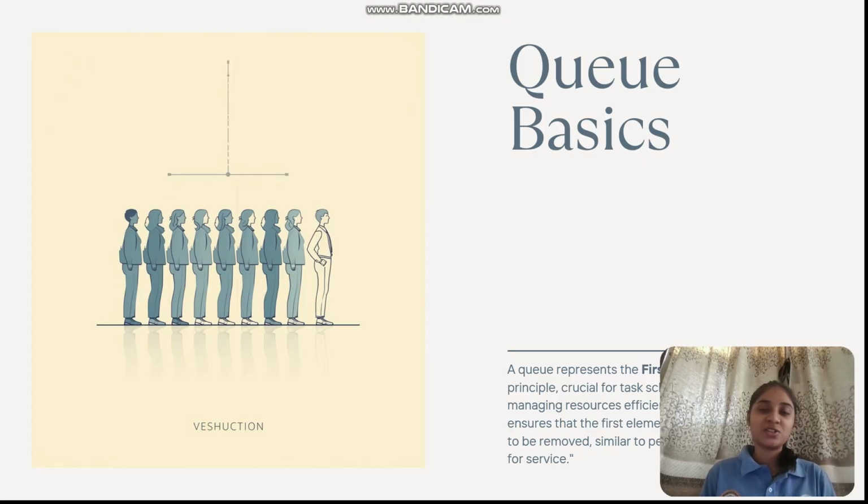Another important data structure is the queue, which works differently from a stack. A queue follows the principle of first in, first out, also known as FIFO. This means the first element added to the queue is the first one to be removed. A common real life example is a line at a ticket counter or a supermarket checkout, where the person who arrives first gets served first.